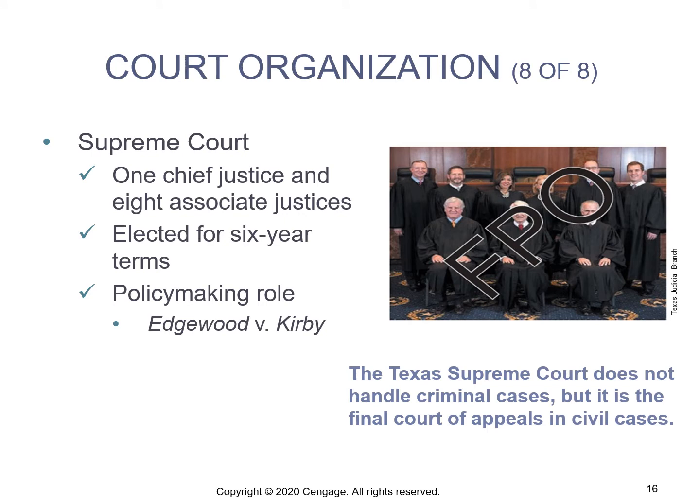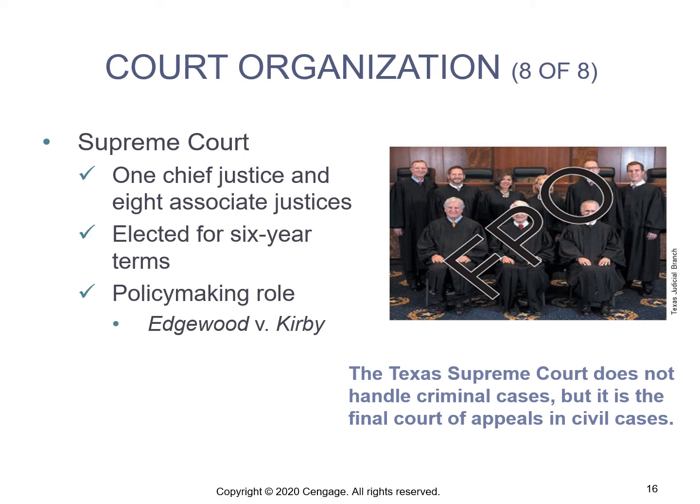Supreme Court. 1 Chief Justice and 8 Associate Justices. They're elected for 6-year terms. They have a policy-making role, like in the case of Edgewood versus Kirby. That FPO across this photograph means for placement only, so I guess that didn't get taken out of this slide when they gave it to us.